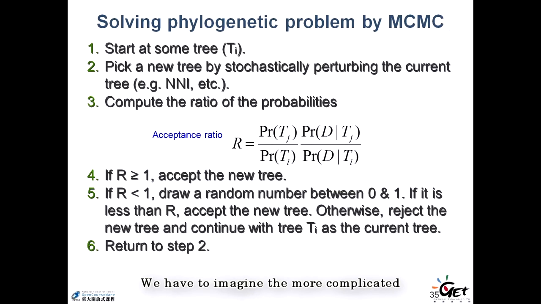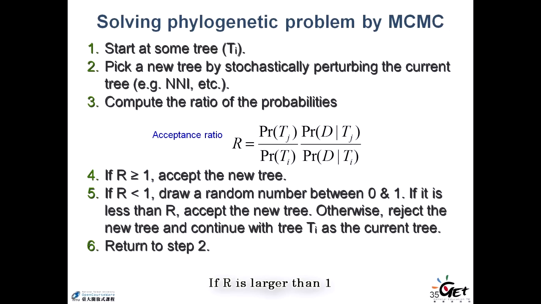We have to imagine something more complicated than the three taxa case we just saw. We start with some tree Ti, and pick a new tree by stochastically perturbing it, like with NNI, the nearest neighbor interchange process, twisting the tree a little bit to see if that is a better one. Then we can compute the ratio of the probabilities. The data part is the same as in the likelihood calculations, the probability of the data given the tree. We can calculate that to get this acceptance ratio R.